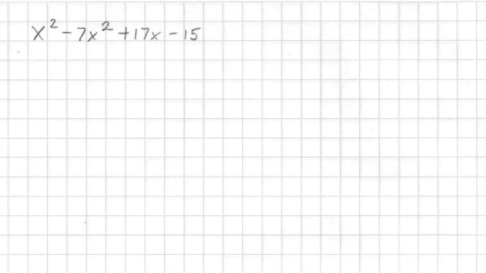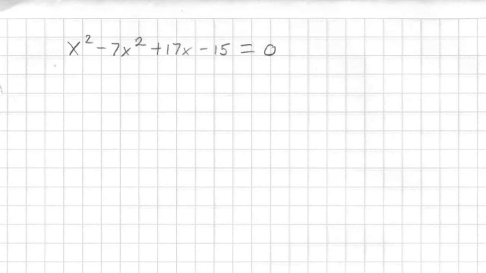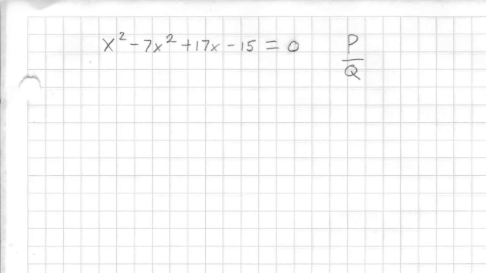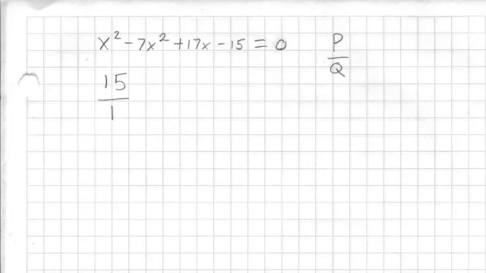Hello. Today we will be finding all the zeros of the polynomial x cubed minus 7x squared plus 17x minus 15. We will start by setting the polynomial equal to 0. We will then find all the rational roots in the form of p over q by putting the leading coefficient under the last coefficient, which will be 15 over 1.